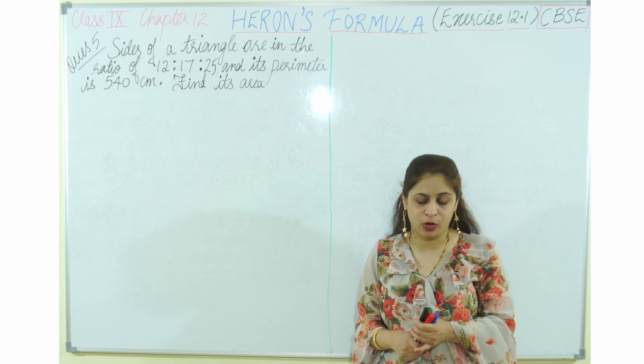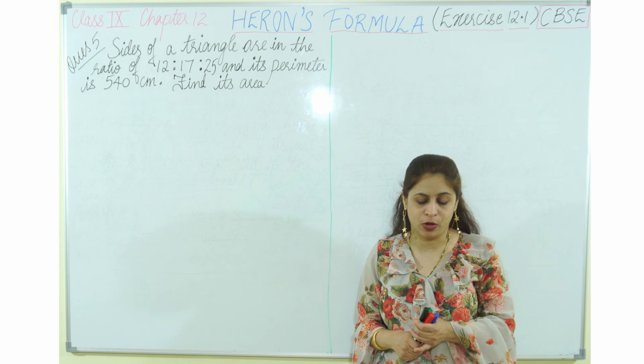Okay. So the sides are given to be in the ratio of 12:17:25, and the area of the triangle is to be found out. We are drawing the triangle, and let the sides be A, B and C. The ratio of the sides A is to B is to C is given to be 12:17:25. So here we have been given the perimeter.